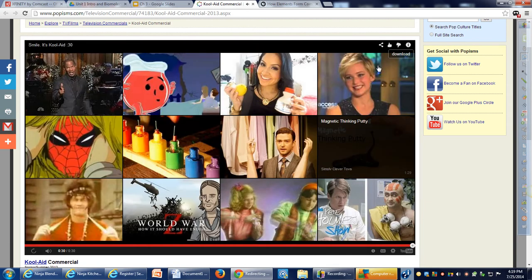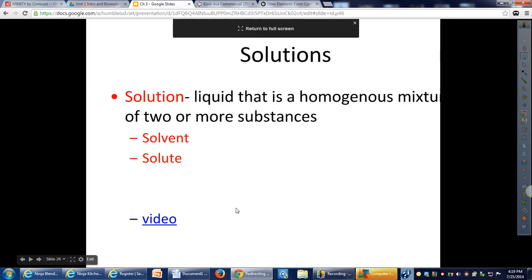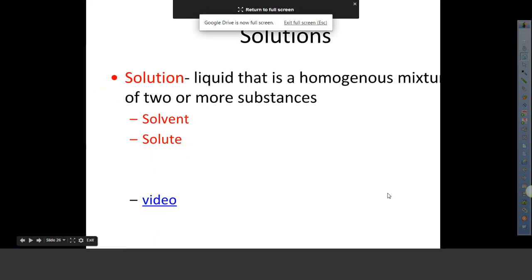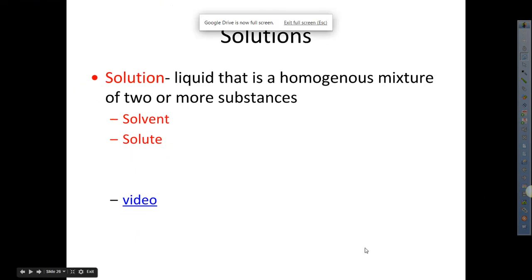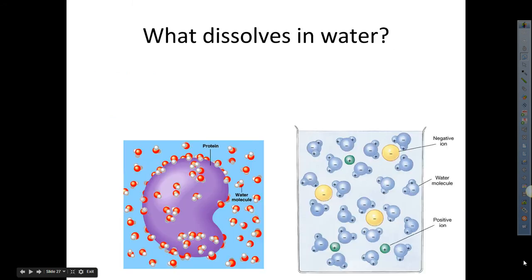But anyway, he was making a solution, so just kind of goofy. And so again, the water was the solvent and the Kool-Aid was the solute. And so things that are able to dissolve in water are things that are attracted to water. And so again, from our root word list, hydrophilic, hydro for water, philic for loving. And so molecules that love water are easily dissolvable in water.